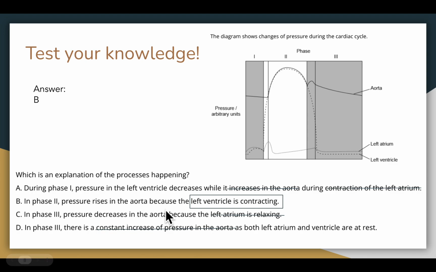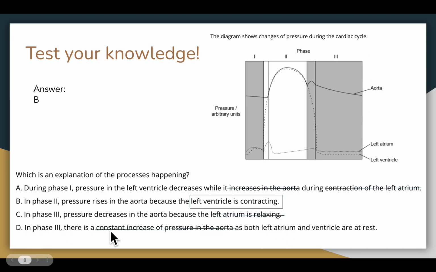Option C says pressure decreases in the aorta because the left atrium is relaxing. However, how I would go about this is thinking that when the atrium contracts, the ventricle is probably relaxing. So the ventricles will have more of a direct impact on the aortic pressure. Therefore, when the ventricles are relaxing and the pressure in the ventricles is falling in phase 3, that's actually causing the decrease in pressure in the aorta instead of the atrium relaxing.